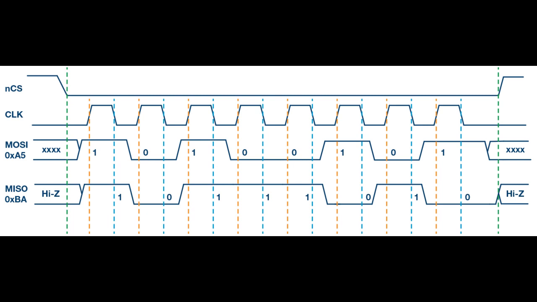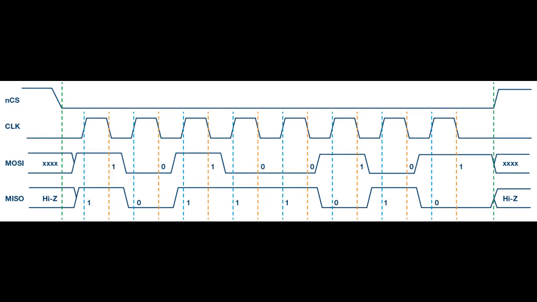SPI communication is always initiated by the master since the master configures and generates the clock signal. Any communication protocol where devices share a clock signal is known as synchronous. SPI is a synchronous communication protocol. There are also asynchronous methods that don't use a clock signal.